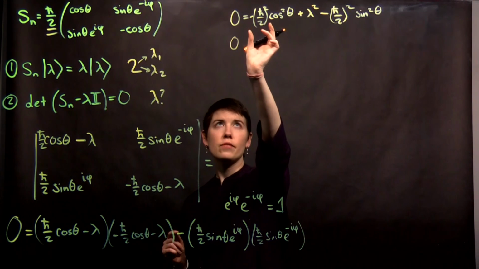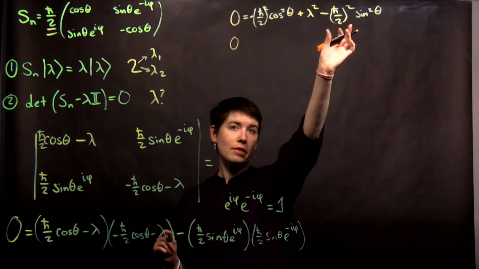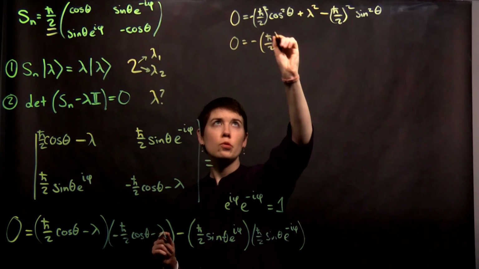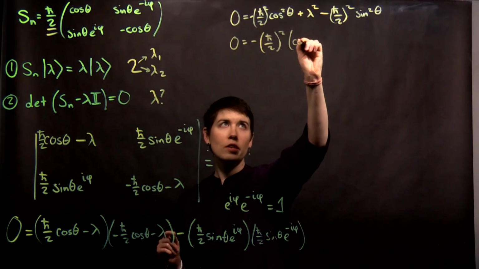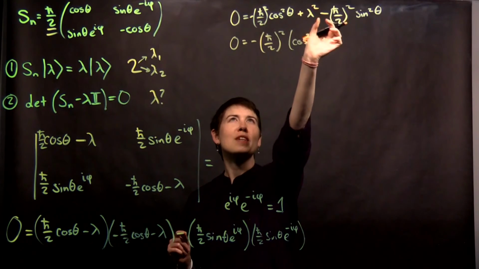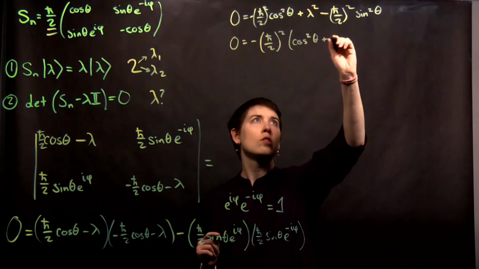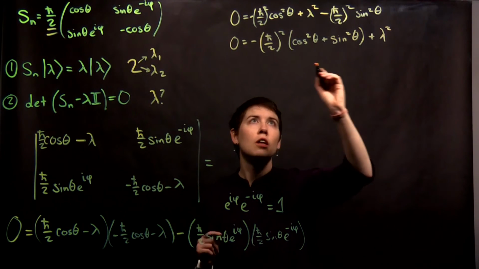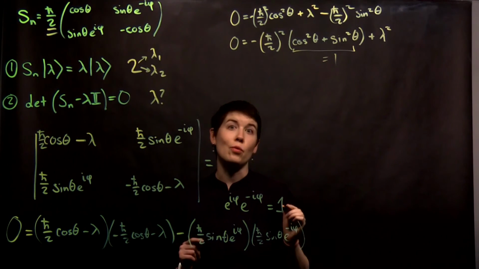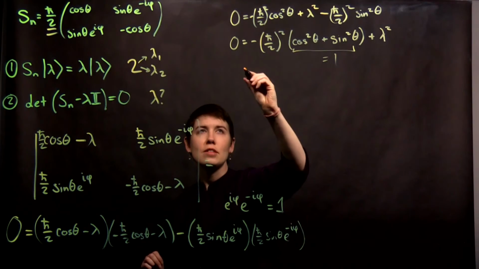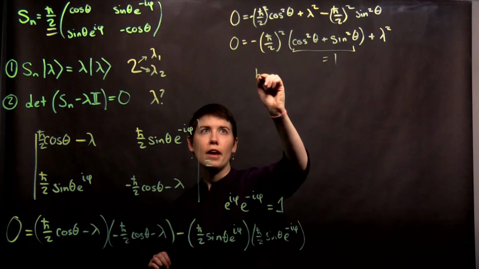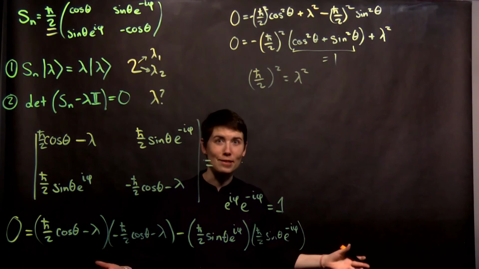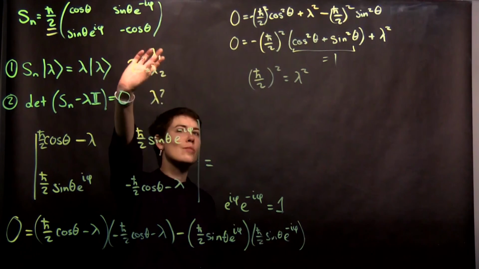Notice that this has a negative h bar over 2 squared. This has a negative h bar over 2 squared. So negative h bar over 2 squared of cosine squared theta plus, because that minus sign's already brought out, which is why this is a plus, sine squared theta, plus lambda squared. Hopefully you know this is equal to 1. Now what that means is I just pull this over to the other side and have now h bar over 2 squared equals lambda squared. Nice!